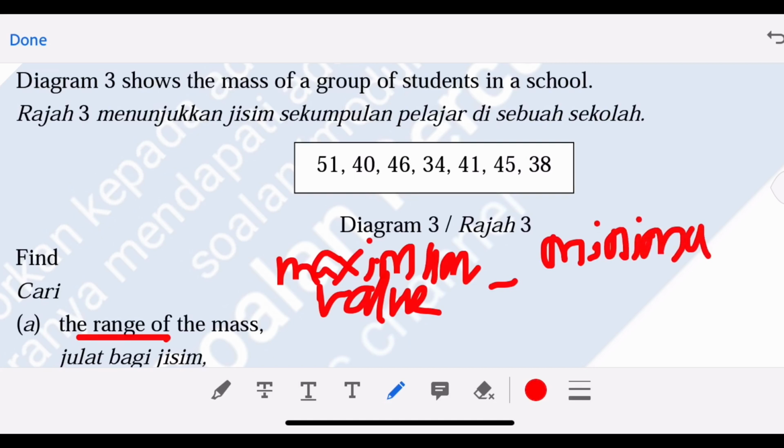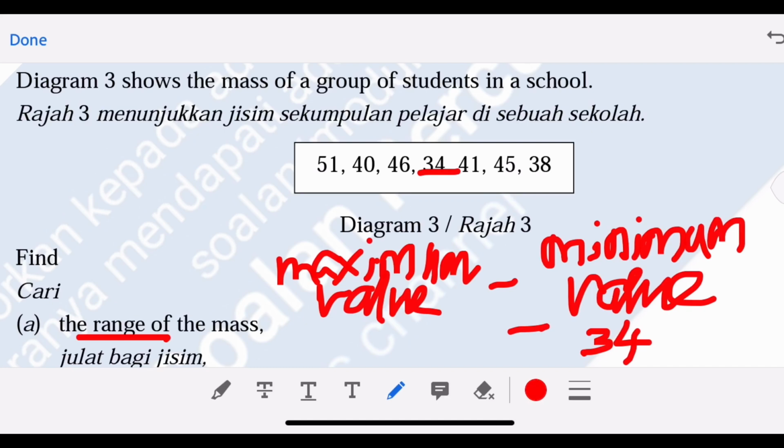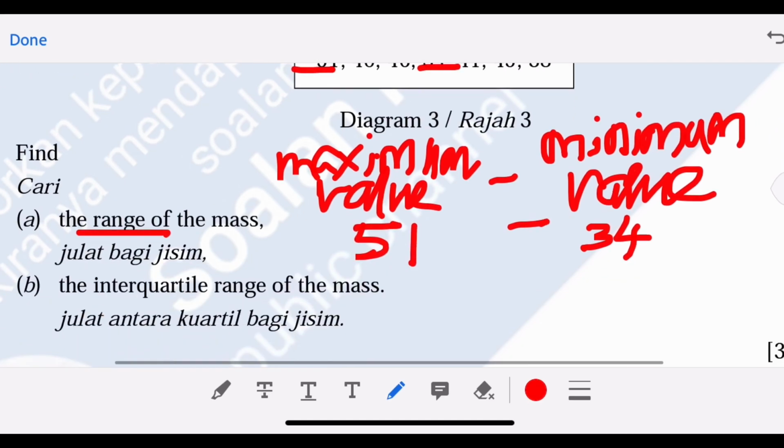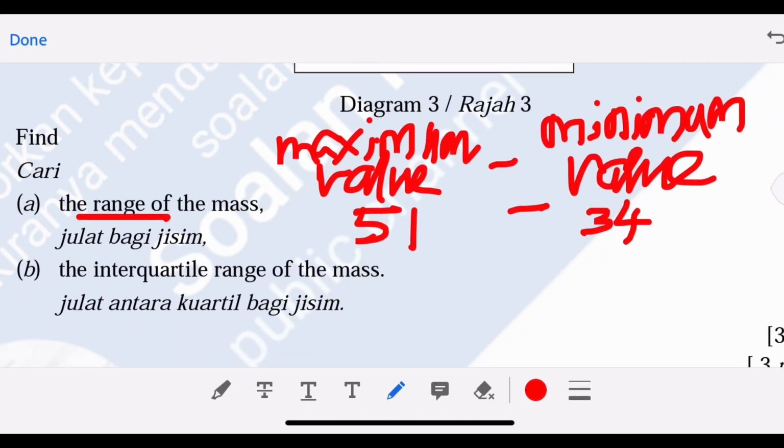From the mass given, the smallest value is 34, and the biggest value is 51. So the range is 51 minus 34. The answer is 17.